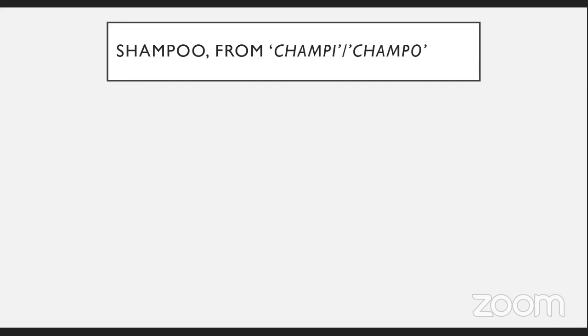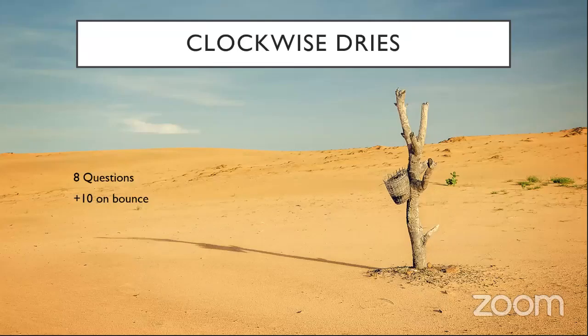Go on. Okay, yeah. So just a recap. Team 1 on 30, team 2 on 30, team 3 on 10, team 4 on 20, and team 5 on 30. So now we'll start the first round of drives. So 8 questions plus 10 on bounce, and pass points as on the slide. First question to team 1.